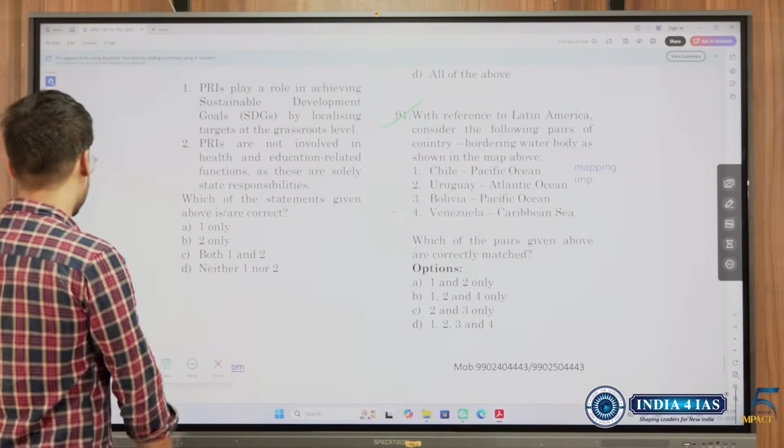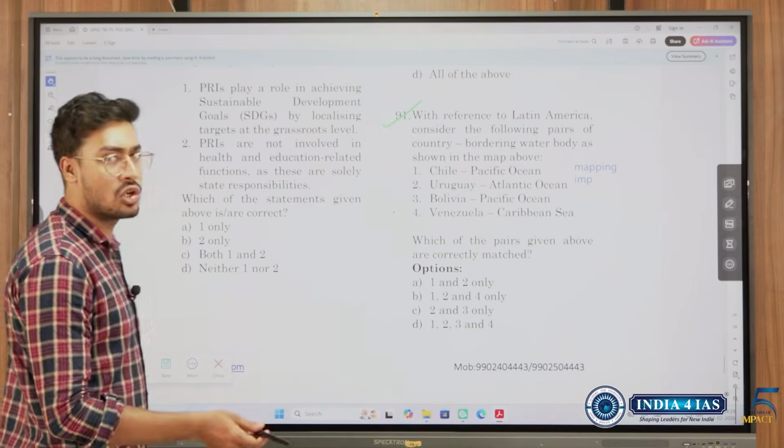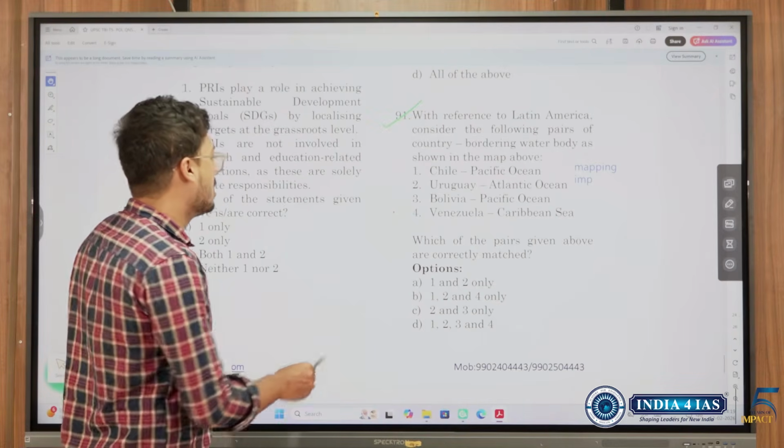With reference to Latin America, see, I said mapping is important. When I was doing the geography discussion part, I spoke about this. See, South America.